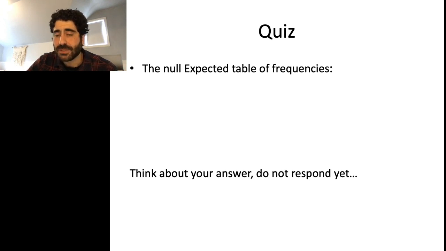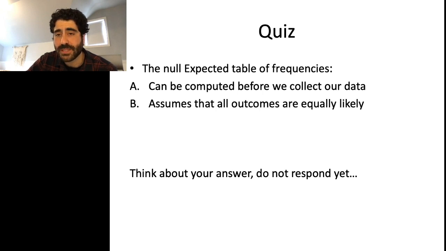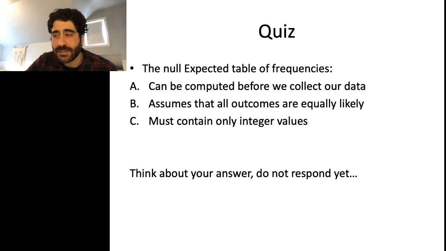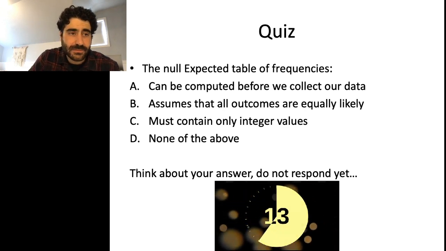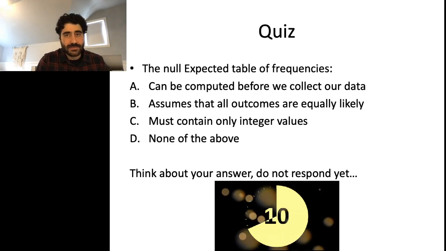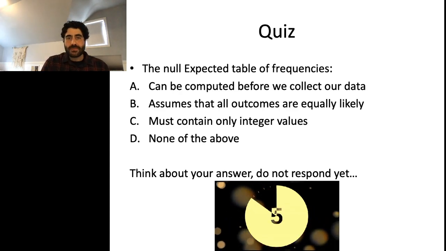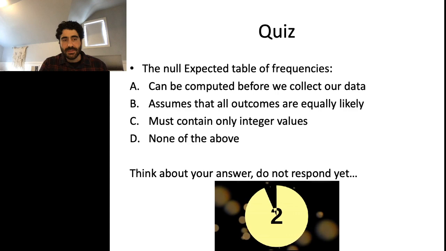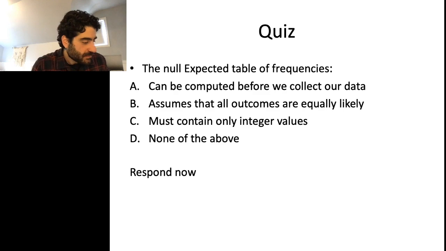So the question is about this null expected table of frequencies that we're generating. Is this A, it can be computed before we collect our data, B, assumes all outcomes are equally likely, C, must contain only integer values, or D, none of the above. All right, what do people think?